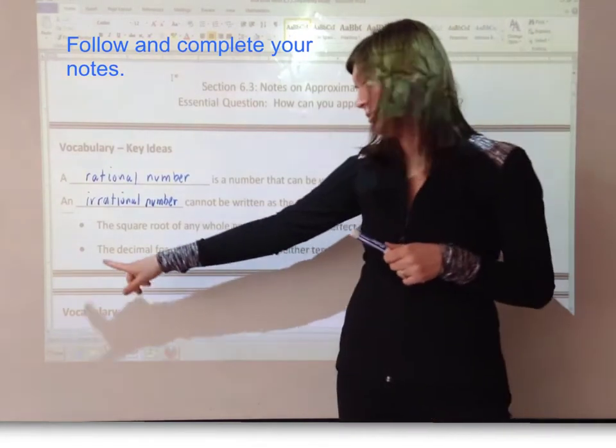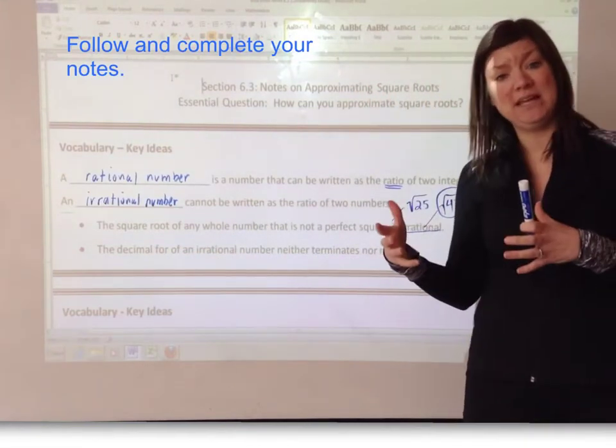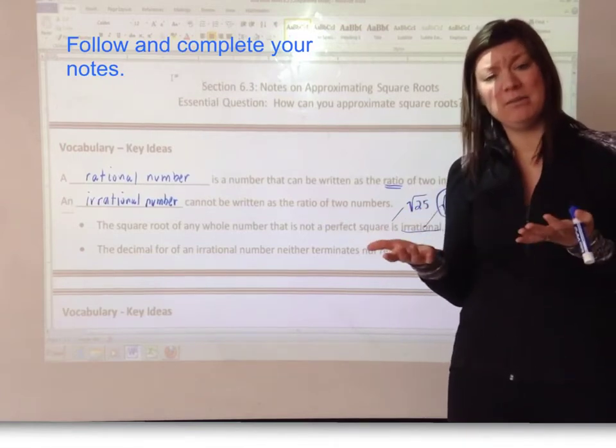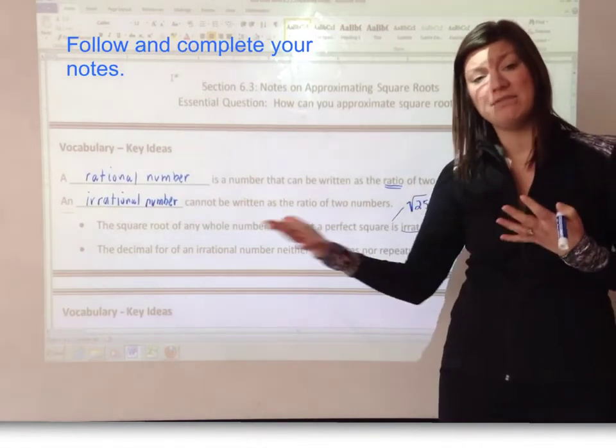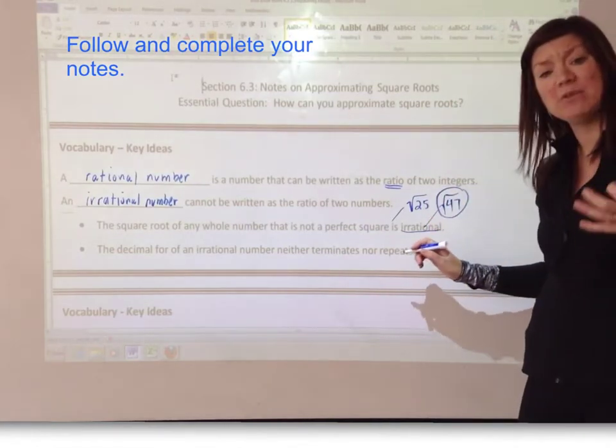Also, the second fact that we need to know, the decimal for an irrational number neither terminates nor repeats. So it's a decimal that goes on forever, such as pi, 3.14, goes on forever with no repeats in there. So we're looking at non-repeating decimals.